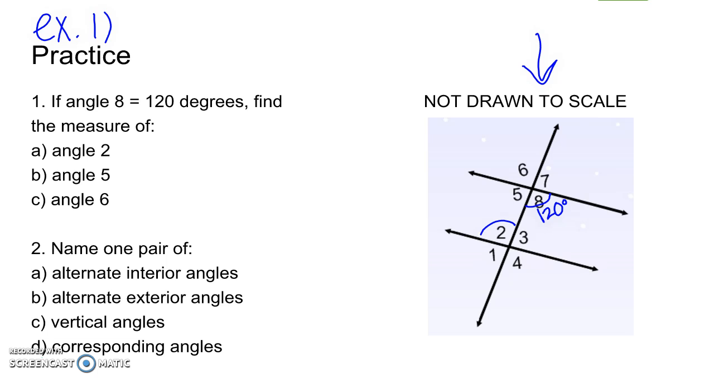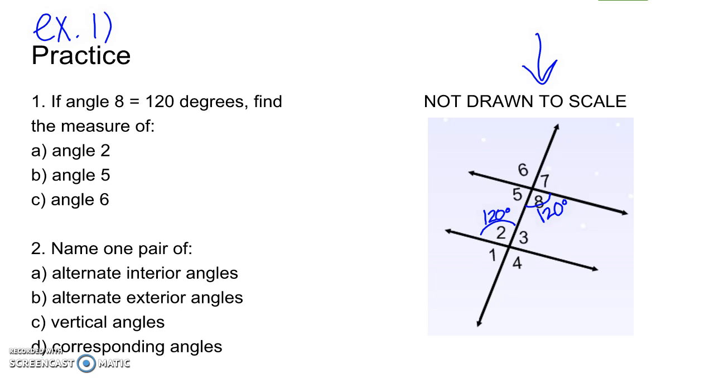Now, look at angle 8. What kind of relationship would it have with angle 2? What kind of pair of angles are those? Those are alternate interior angles. What do we know about alternate interior angles? They are congruent. So if 8 is 120, then 2 is 120.